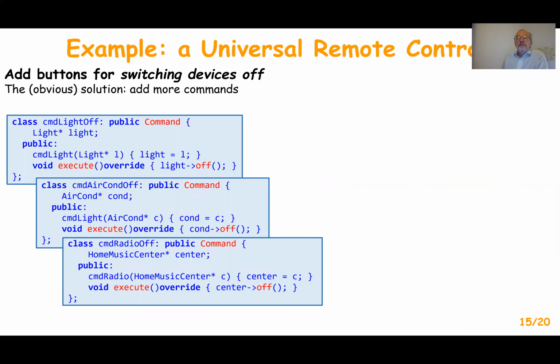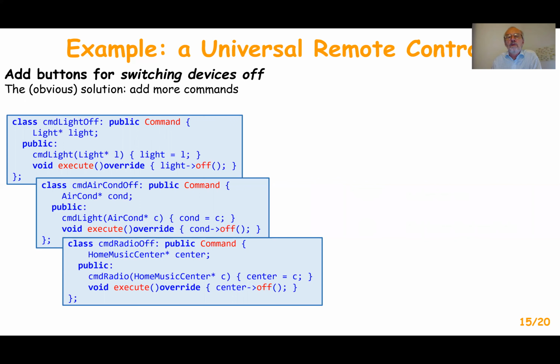The solution is quite obvious. Within the paradigm of the common design pattern, we just declare corresponding commands for switching off buttons, for light, for air conditioner, and for radio. The implementation of the execute functions for each new command is obvious. We just call the off interface element from the corresponding API, from the API of the corresponding device.